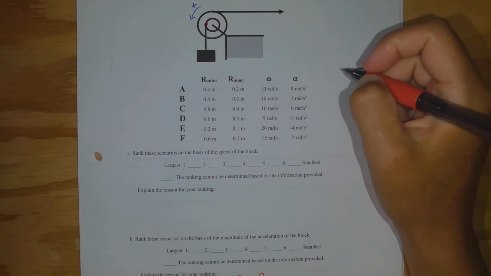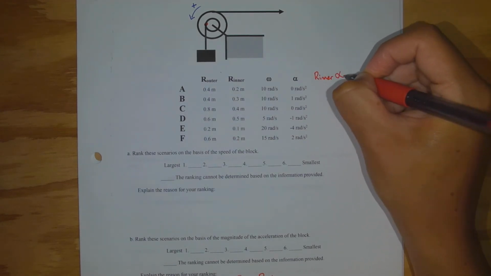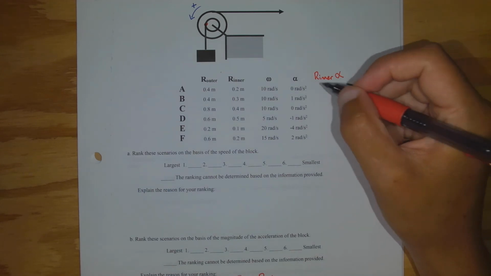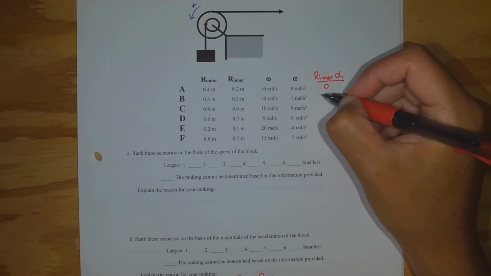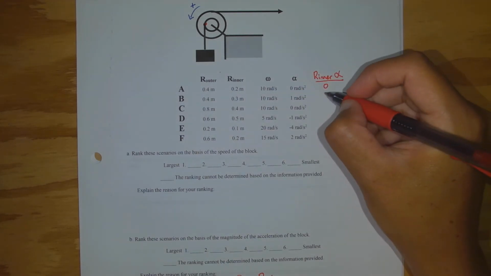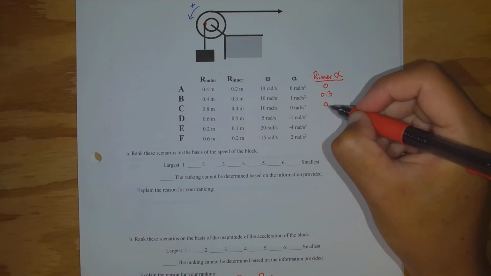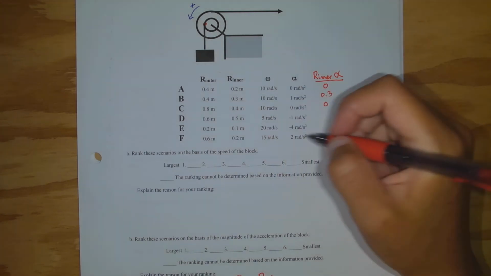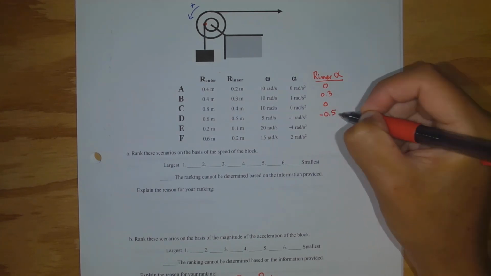So I'm just going to make another column in my table up here. This is r inner times the angular acceleration. Angular acceleration for A is 0. So that gives me 0 for A. 1 times 0.3 is 0.3. 0 times 0.4 is 0. Minus 1 times 0.5, that's minus 0.5.